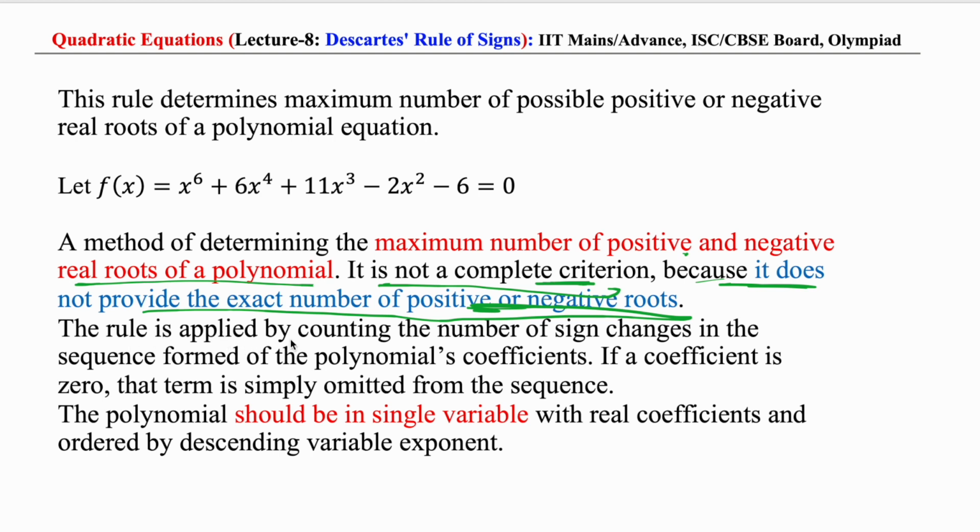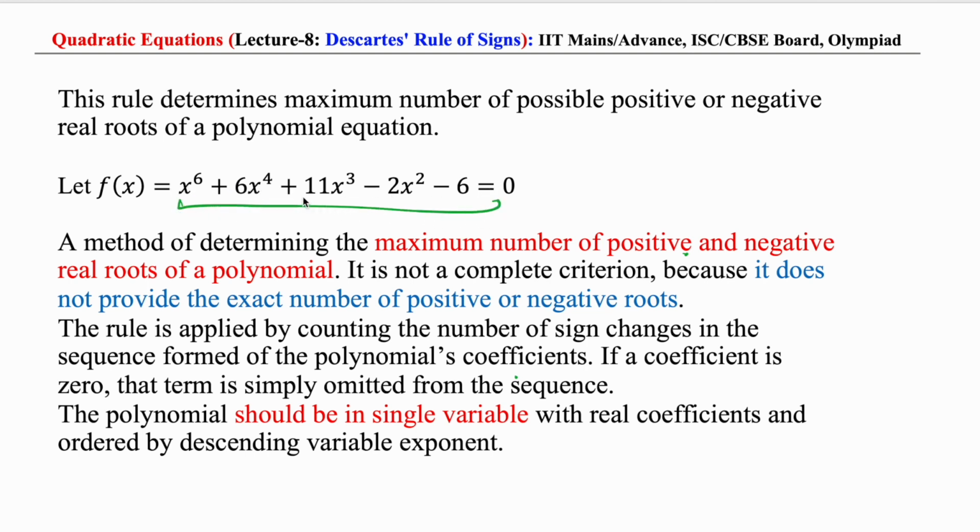The rule is applied by counting the number of sign changes in the sequence formed by the polynomial's coefficients. Suppose this is the polynomial. So we have to write the signs: positive, positive, positive, negative, negative. So this is the sign of the coefficients. So how many sign changes are there? There is only one sign change. If a coefficient is 0, then the term is simply omitted from the sequence.